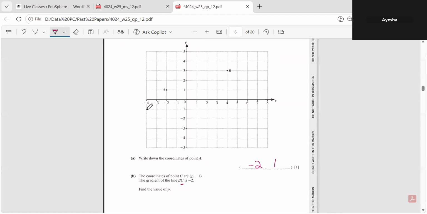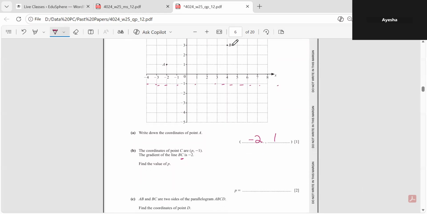Now we do not know where it is actually lying over here. But the gradient -2 is showing us that the line will be in this direction, since it's -2, because this is the negative side of direction, but we have to actually check it. So first we are going to see what the coordinates of B are. So the coordinates of B are +4 and +3. And the coordinates of C, which they have already given, are p, comma, -1.